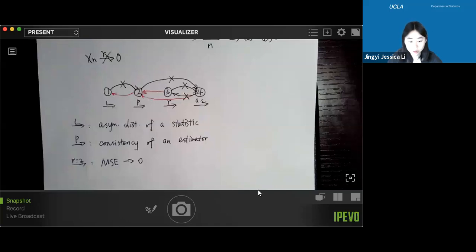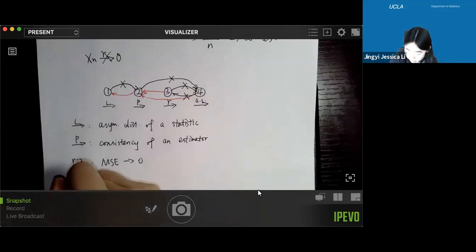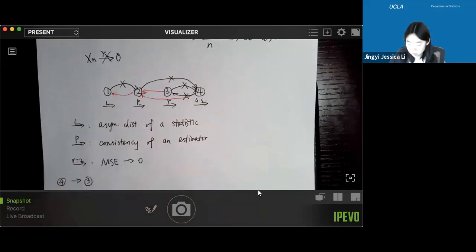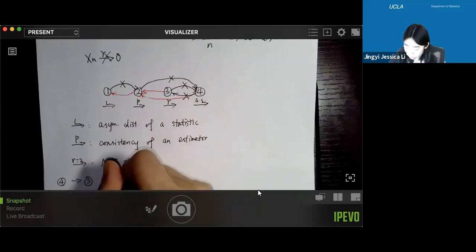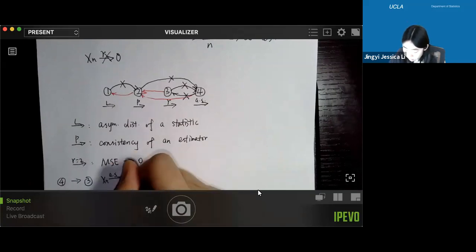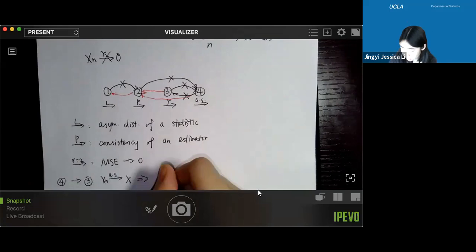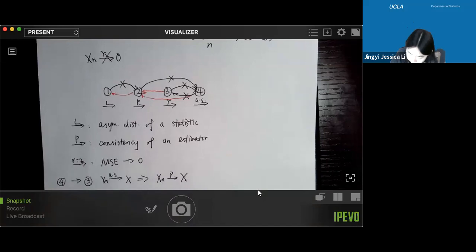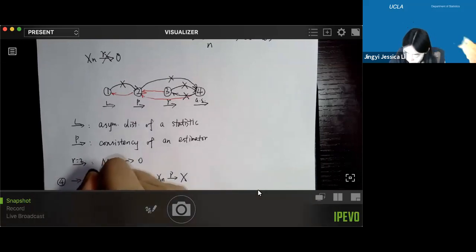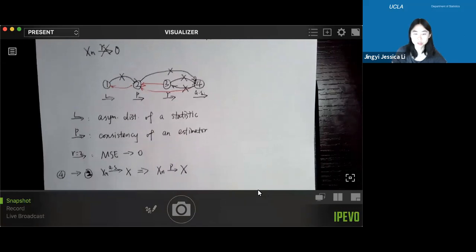Okay, so how do we prove it? You see, this is something we're going to give you as a very important result. So the first thing is, how do we prove that 4 gives you 3? In other words, how can we prove that almost sure convergence would imply convergence in probability? 4 gives you 2. Sorry, 4, 2, not the 3. You cannot go to 3. Okay, how do we show this?